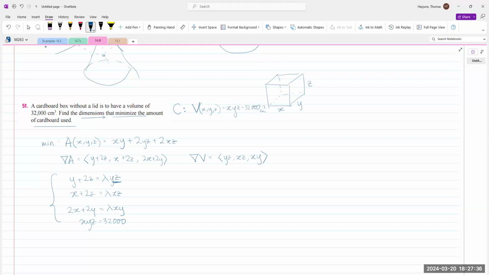Notice that this is missing x, this is missing y, this is missing z. But if we have xyz, we can replace that by 32,000. So let's say I multiply this by x, I will get xy plus 2xz equals lambda xyz. If I multiply this by y, I get xy plus 2yz equals lambda xyz. This one multiplied by z, I get 2xz plus 2yz equals lambda xyz.